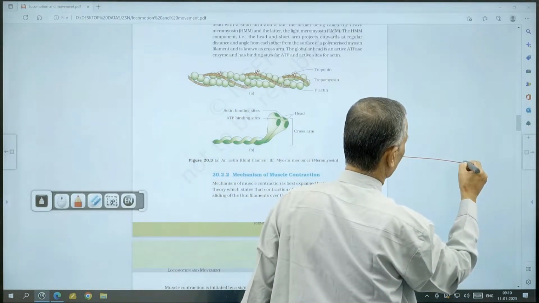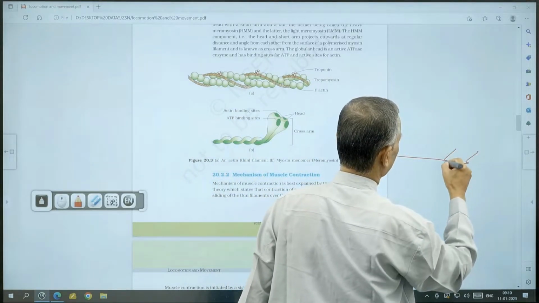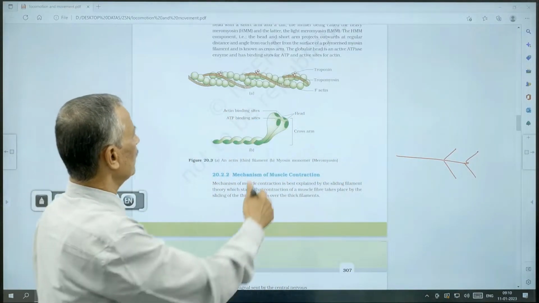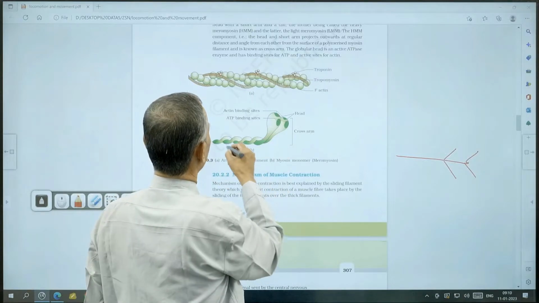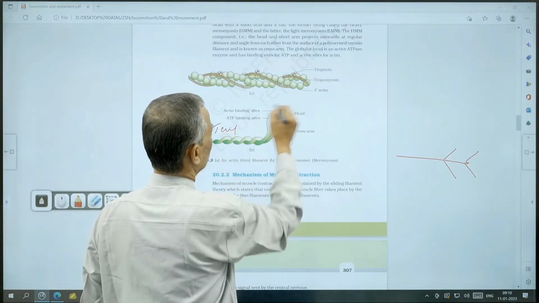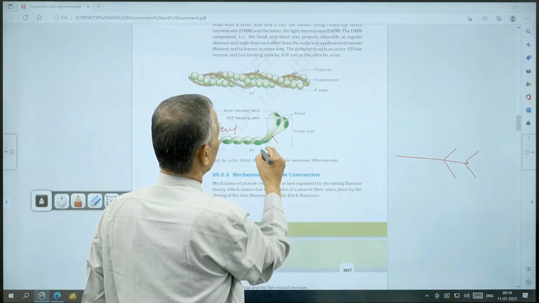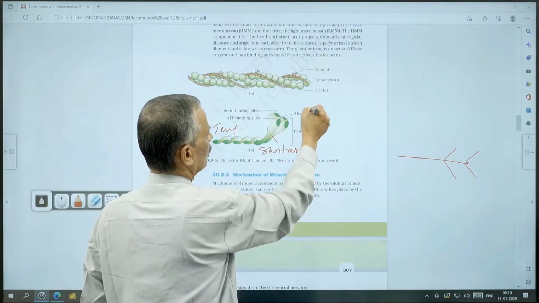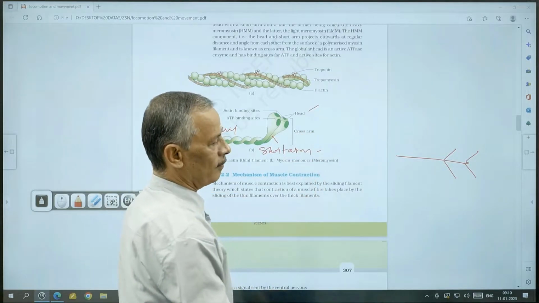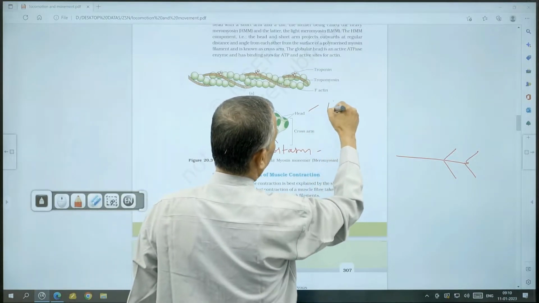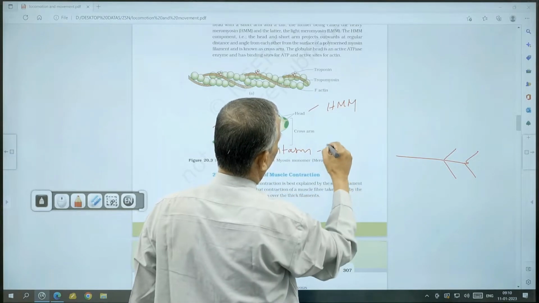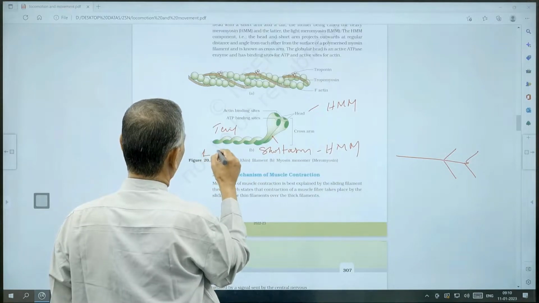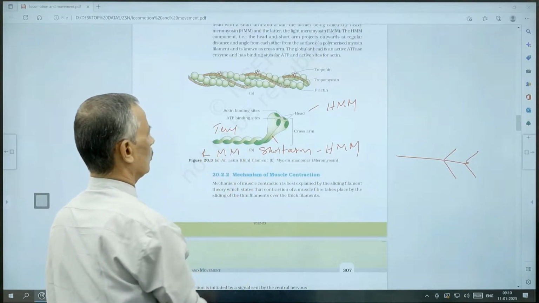This is the thick filament. Irrespective of the thick filament, you will be having the head projecting out. The head is connected to the tail. This is the tail. This is the head by means of a short arm. Both head and short arm are made up of heavy meromyosin, whereas tail is made up of light meromyosin.